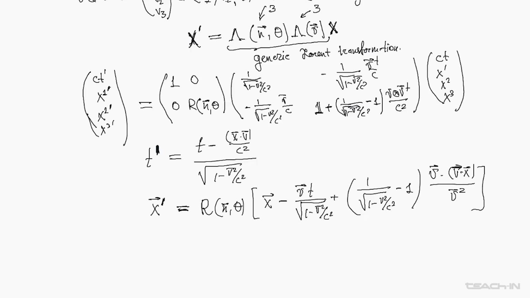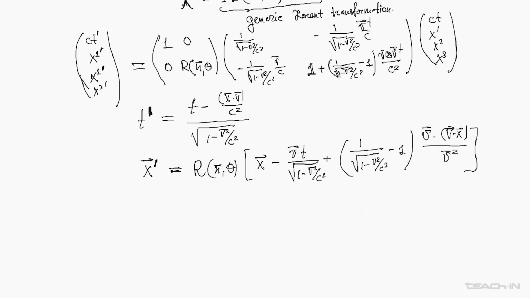Now, we can extend the Lorentz group to the Poincare group by also including shifts of space-time coordinates of the following form. So x mu goes to x prime mu, which is x mu plus a constant shift a mu. So a mu is a constant four-dimensional vector.